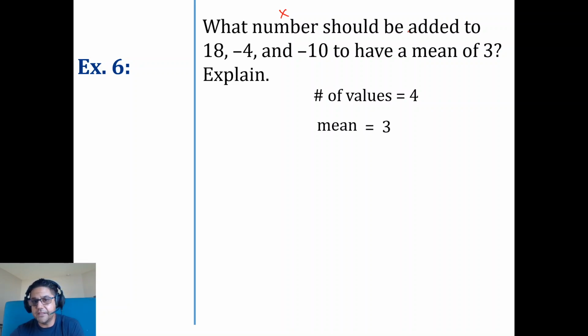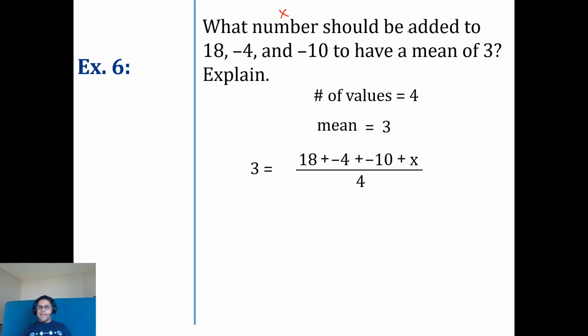So if the mean is 3, I can say the answer is equal to 18 plus negative 4 plus negative 10 plus x. Some people might use an n, but the x is a great generic variable. But remember, I divide by 4. So I got to try and figure out what that x is going to be. So let's go ahead and combine what we can.